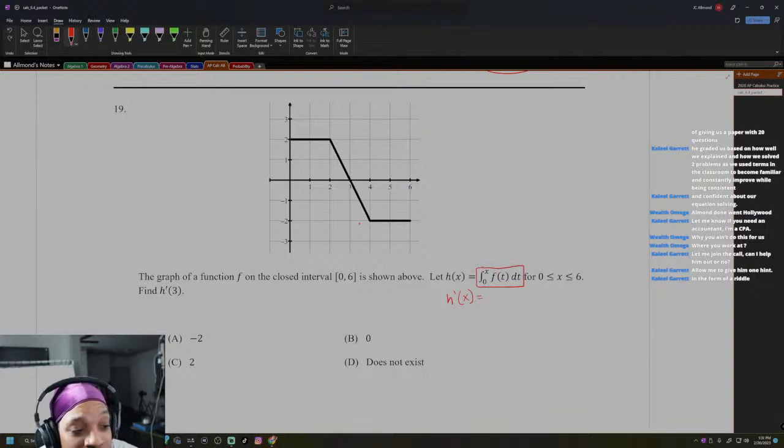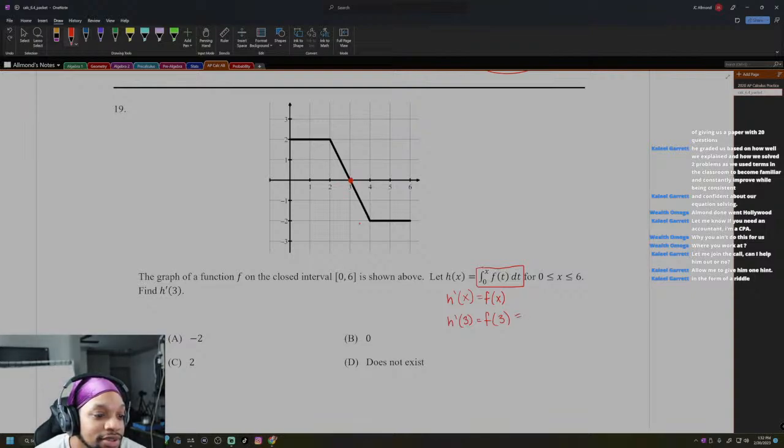And that is the derivative of an integral, which is just the function itself, evaluated at the upper bound. So that is h prime of x. And if they want h prime of 3, that is the same thing as saying f of 3. And they give us the graph of f. So f of 3 is 0.